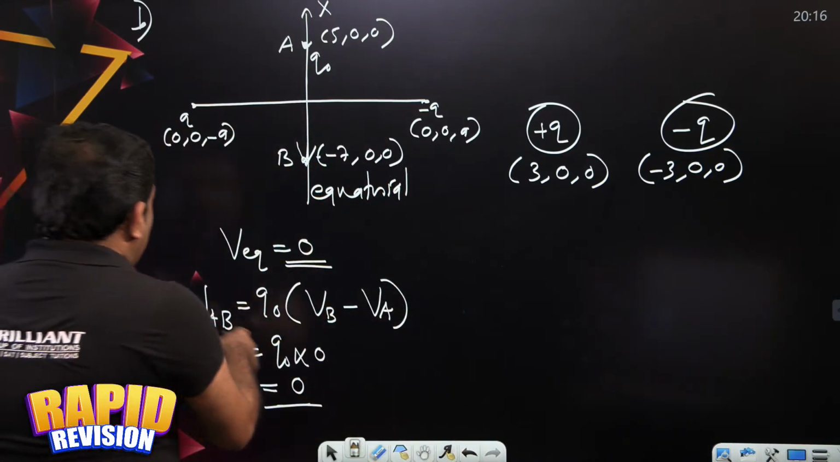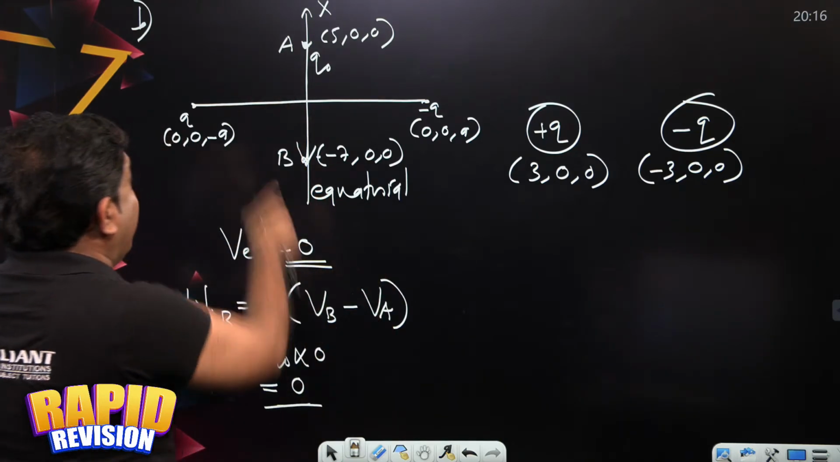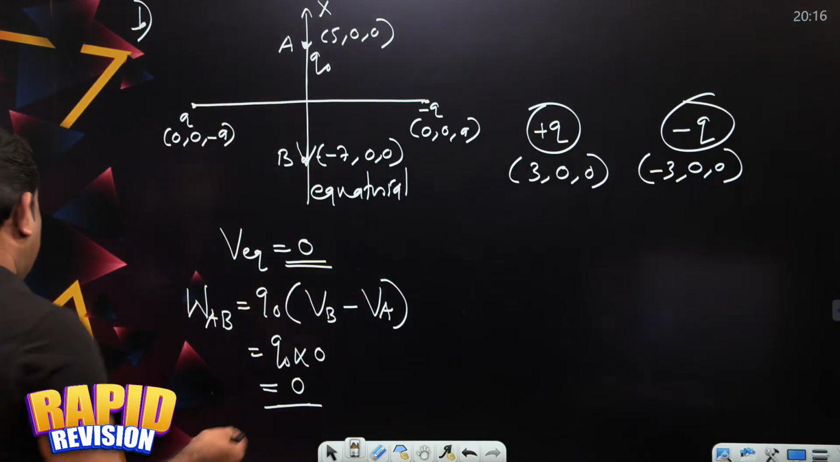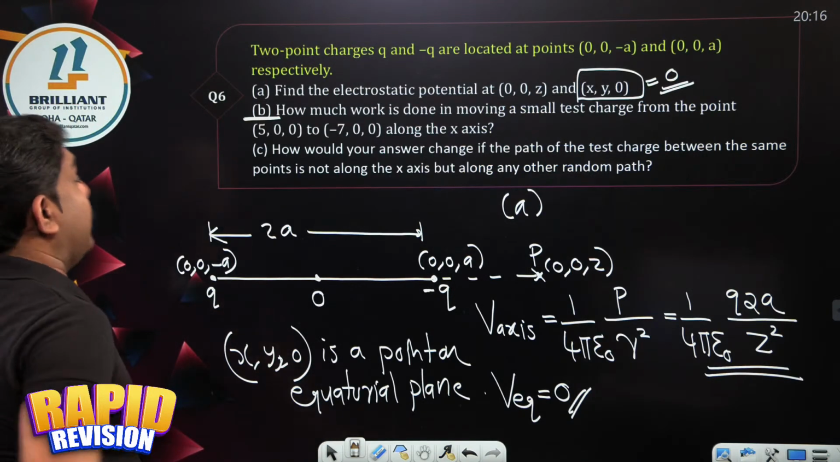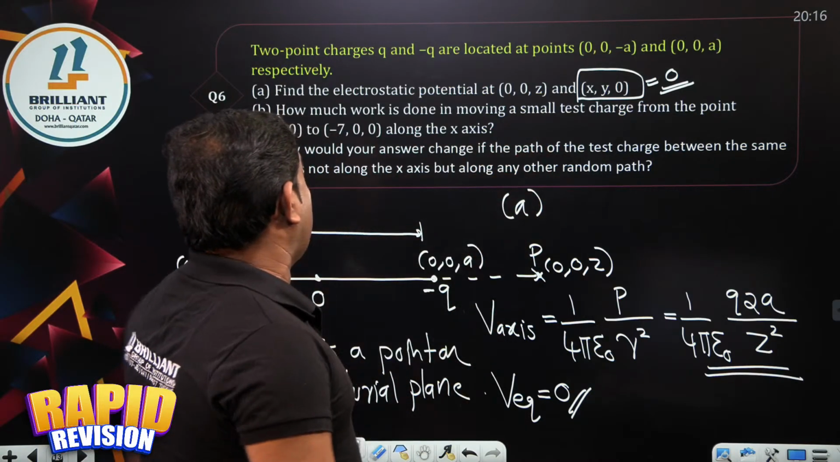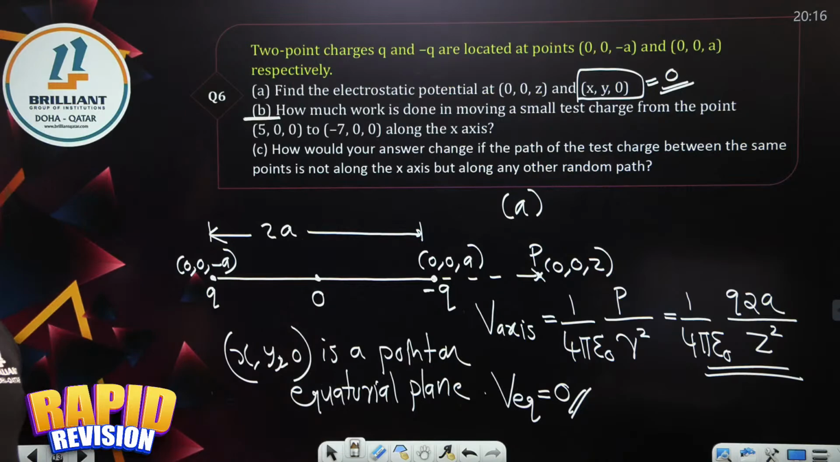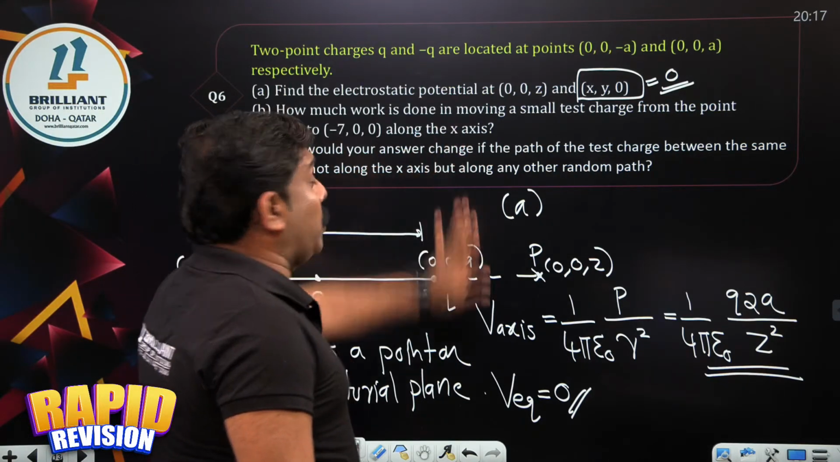Okay. Now we can say W_AB is 0. The work done to move the charge from A to B along the equatorial plane is 0. Now we can have the next question, that is question C. I think you will be answering this question. Question C. What is option C? Please look now at the C part of the question. How would your answer change?